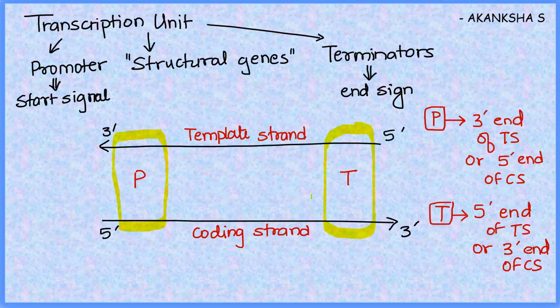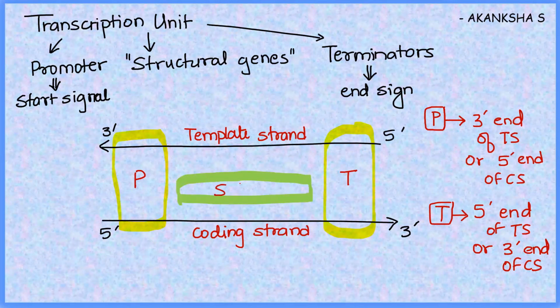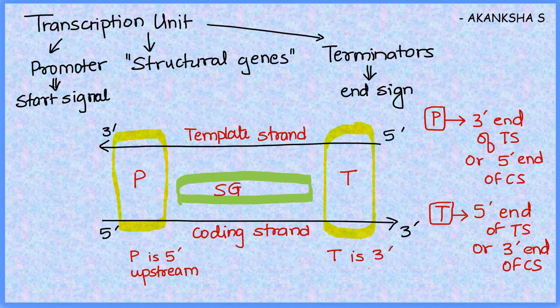Okay, this happens to be your structural gene area. This is where the structural gene is going to be present. So with respect to coding strand, we can say promoter is 5 prime upstream of the coding gene. Upstream means before, whereas terminator is 3 prime downstream of structural gene. What are we referring to? We are referring to coding strand.